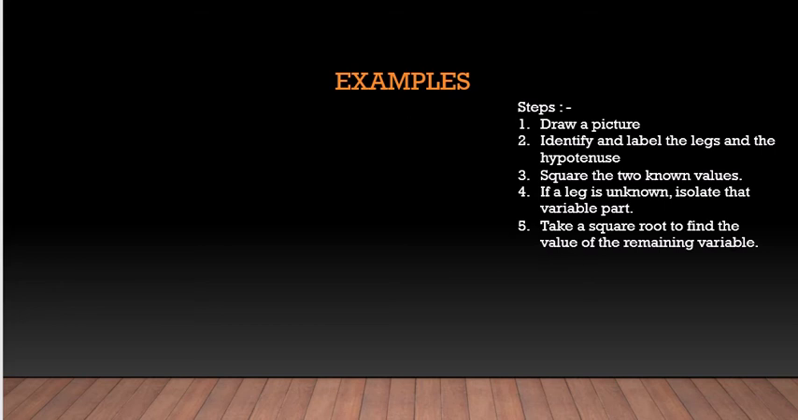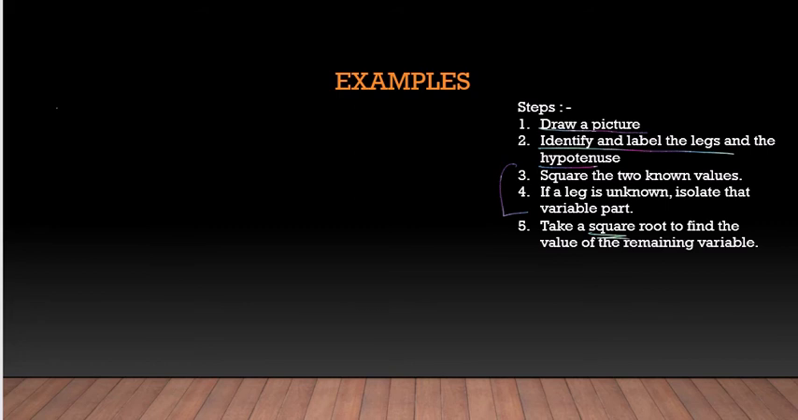On the right-hand side, I have written the steps you need to follow. Step number 1 is draw a picture. If you don't have any picture given to you, draw it. You are required to draw a picture, especially for word problems. Number 2, identify and label. It's very important to learn how to label your right triangle, because if you label your sides wrong, you are going to get a wrong answer. Number 3, square the two known values, and then we do a little bit of algebra. If we need to find one of the legs, then you need to do the square root.